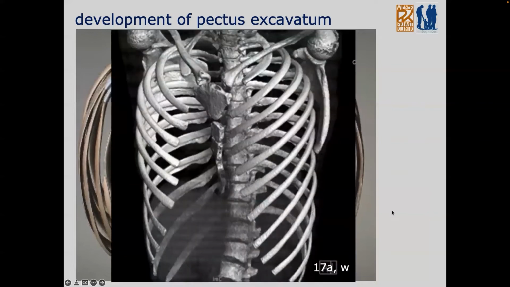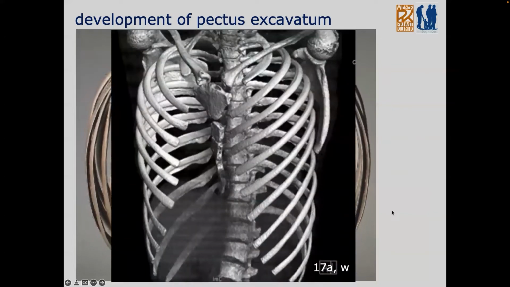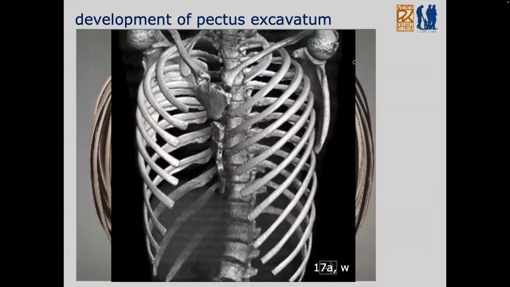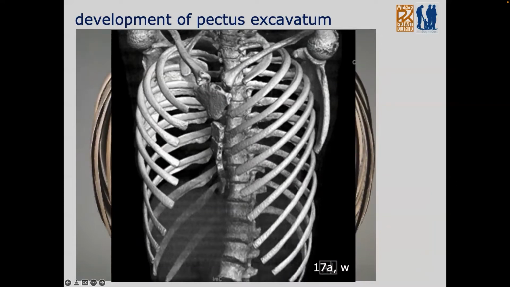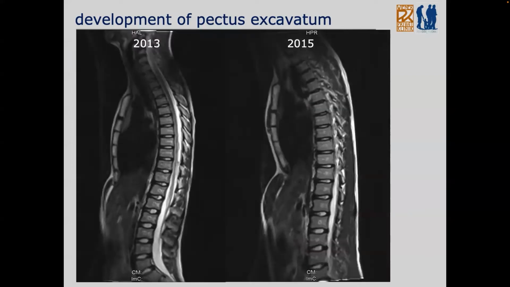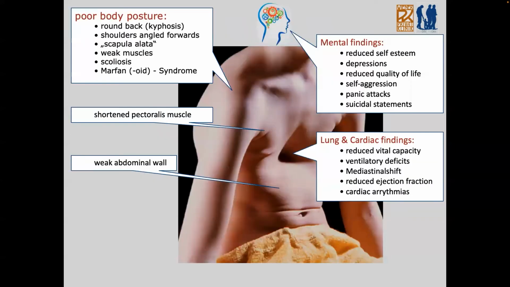The further thoracic development progresses, the more the lateral bony rib sections are inclined inward. You see here, additionally, the heavy rotation of the middle and distal part of the sternum. Here you can see the MRIs, how the funnel deepens significantly within 2 years during the body development.